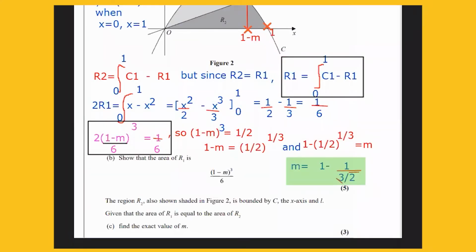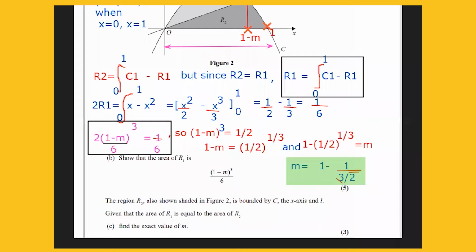If we look at R2, we can say that R2 can be gotten by essentially the area of the curve from 0 to 1, that is this entire area, okay? R2 is the entire area minus R1, right? That would be how we can find out the area of R2, the entire area of the curve C from 0 to 1 minus the area of R1. But we also know that R2 is equal to R1.